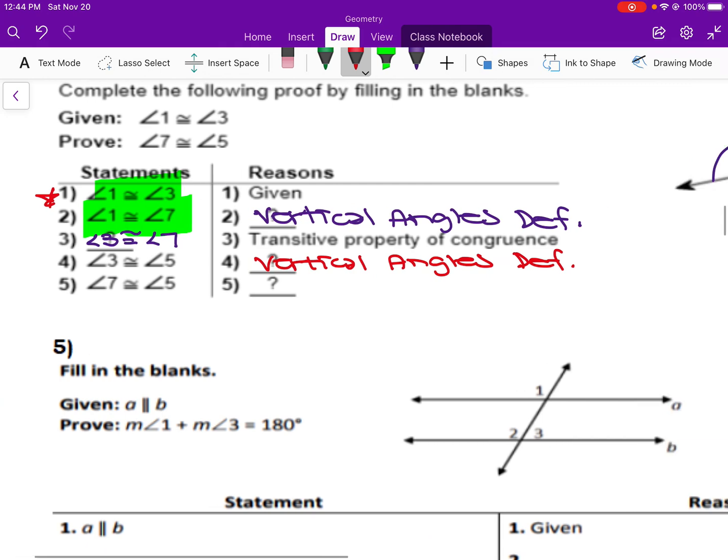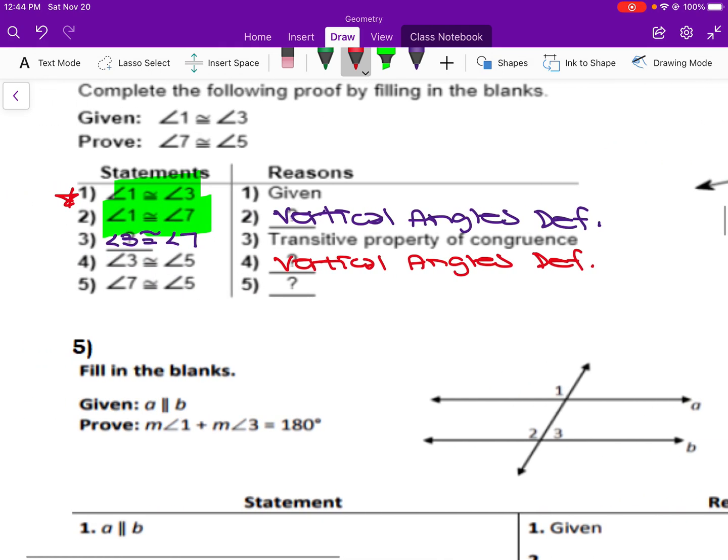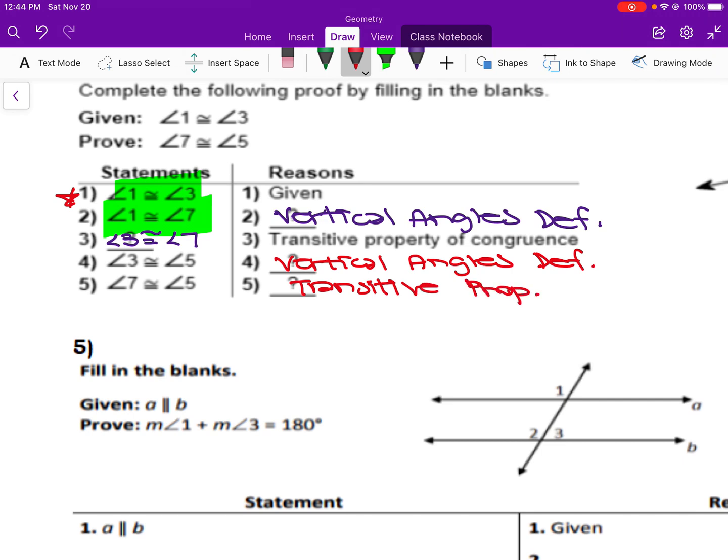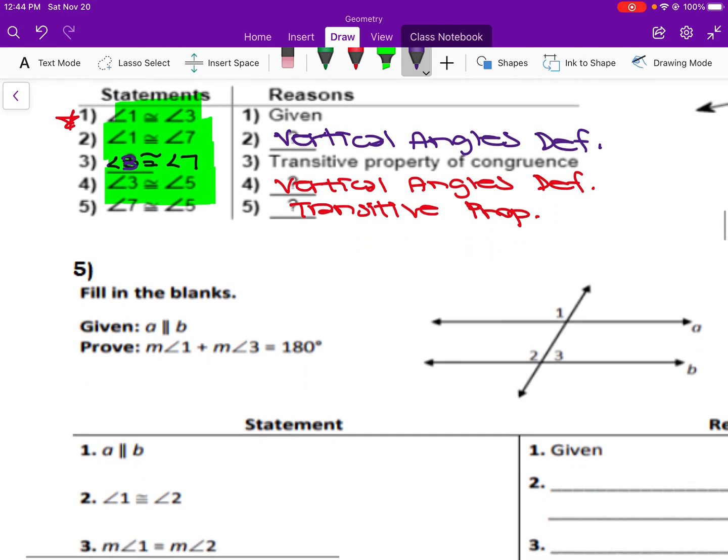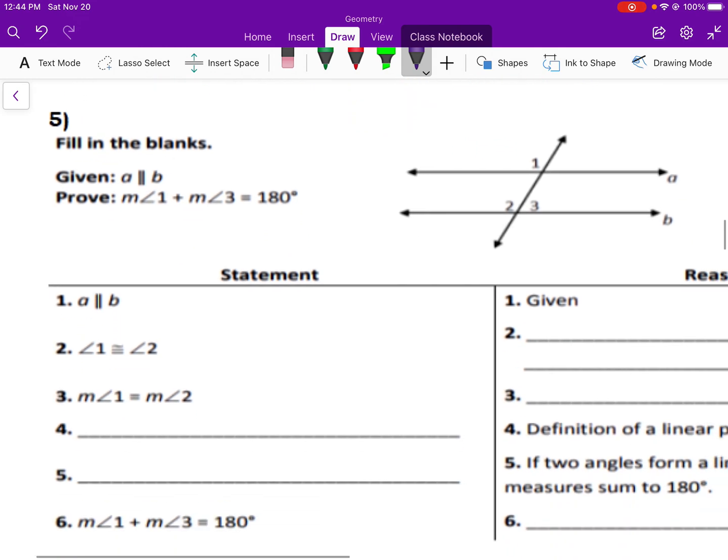And then finally concluding that angle 7 is congruent to angle 5. That is just my transitive property of congruence. Once again, because if we know that angle 5 is congruent to 7, and then angle 3 is congruent to 5, right? So 5 is congruent both to 7 and 3, or wait, I was misreading my print there. This was saying angle 3 is congruent to 7. So if 3 is congruent to 7, 3 is congruent to 5, 7 and 5 by association have to be congruent as well, and that's the transitive property.